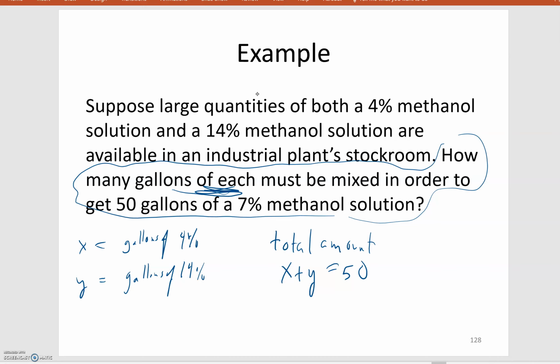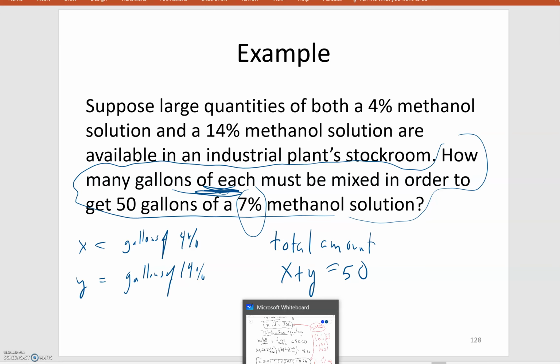Now, what other information do I have that I haven't used? And that's also always a good thing to ask when you're solving word problems. So the other information that I haven't used is my percent information, that I want to get 50 gallons of a 7% solution. So the way I like to think about this is the other type of equation that I can write is an equation that's relating the amounts of pure methanol contributed by each solution.